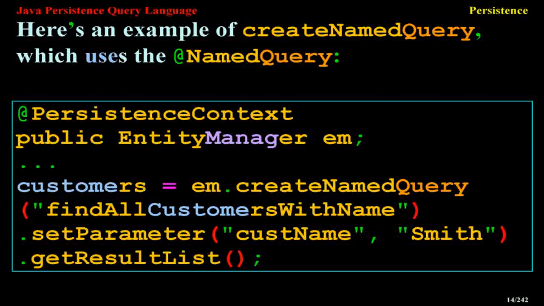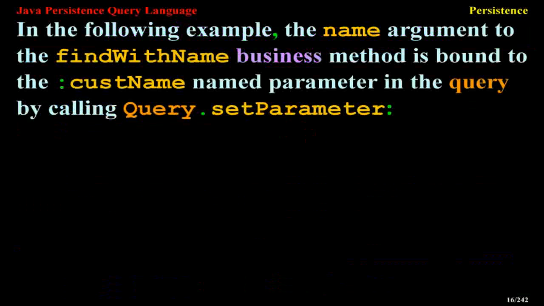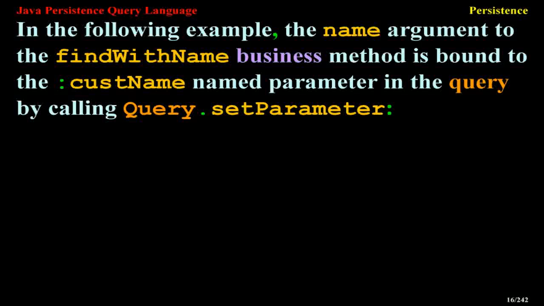Named parameters in queries. Named parameters are query parameters that are prefixed with a colon. Named parameters in a query are bound to an argument by the following method: javax.persistence.Query.setParameter(String name, Object value). In the following example, the name argument to the findWithName business method is bound to the custName named parameter in the query by calling query.setParameter.